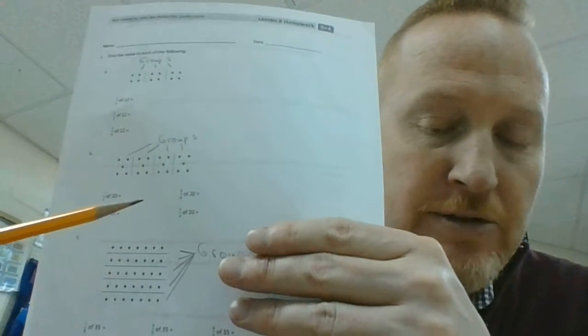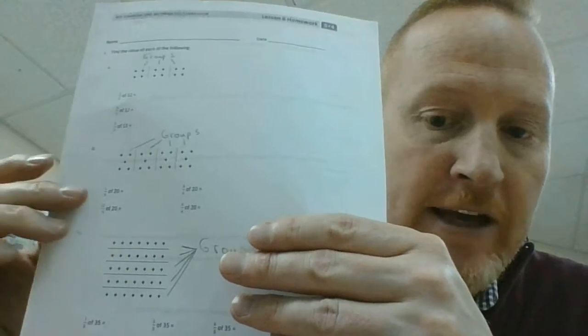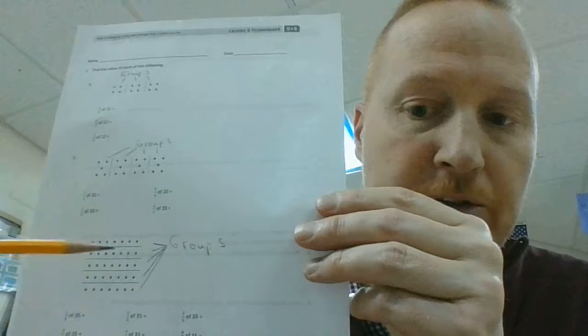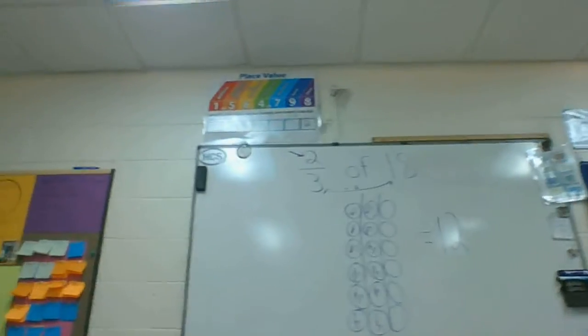You'll continue on answering these questions in the same way. They are drawn a little bit differently. This one has vertical groups. This one has horizontal groups, okay? On the back, we get into the word problems. I'm going to go over number 2 with you guys so that you have a good example to use.